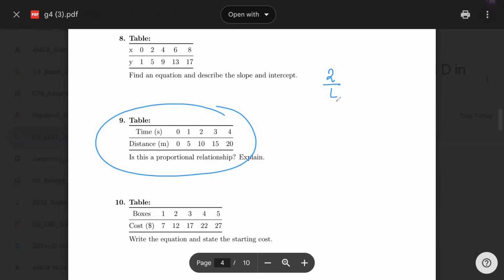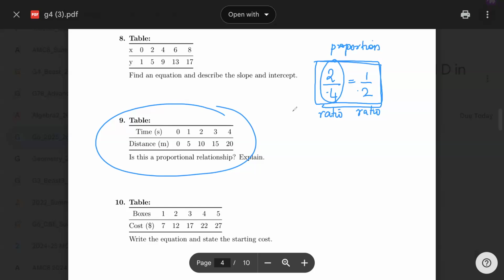If I say 2 by 4 is equal to 1 by 2, do you see both are equal, right? Let's say this is one ratio, this is another ratio. 2 is to 4, 1 is to 2. But they're equal. So when two ratios are equal, I call this set a proportion.